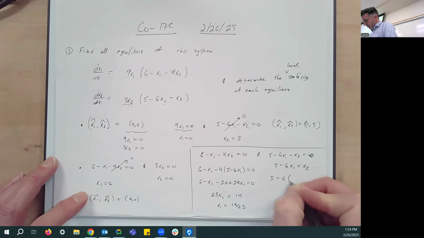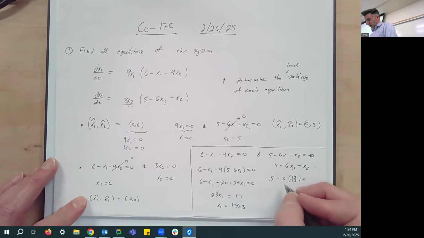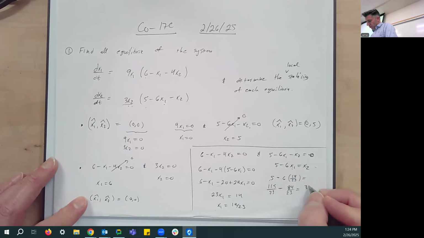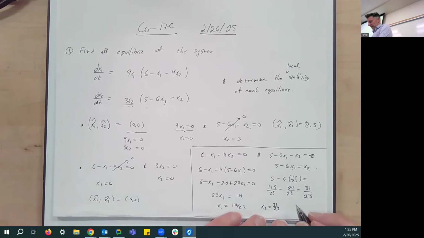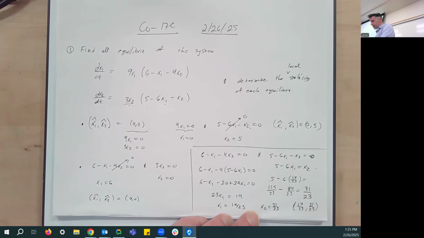5 minus 6 times 14 over 23. Multiplying 5 by 23 over 23, we get 115 over 23. Minus 6 times 14 is 60 plus 24, which is 84 over 23. And 115 minus 84 is 31 over 23. So our final equilibrium is 14 23rds, 31 23rds. Unhappy about that. This is a WeBWorK problem I took from a different class last year. So there's our 4 equilibria.